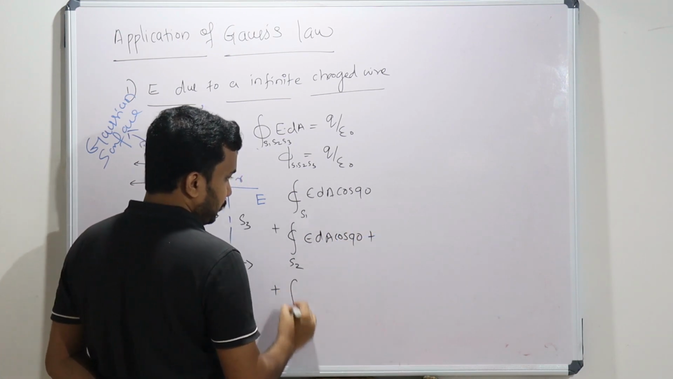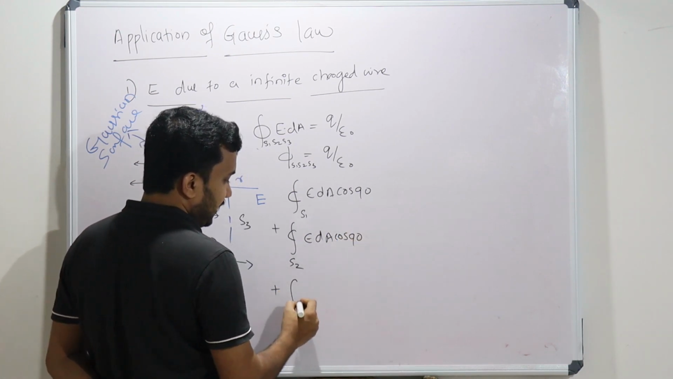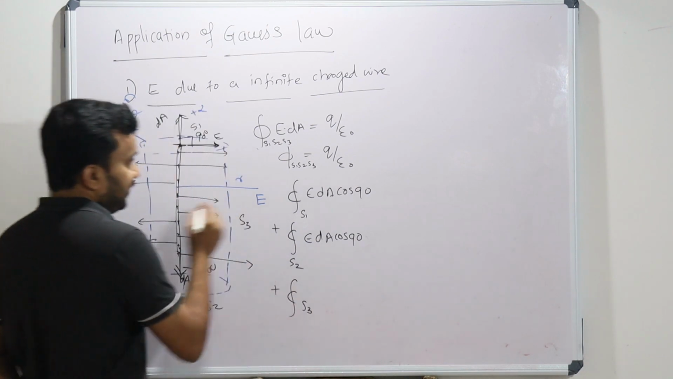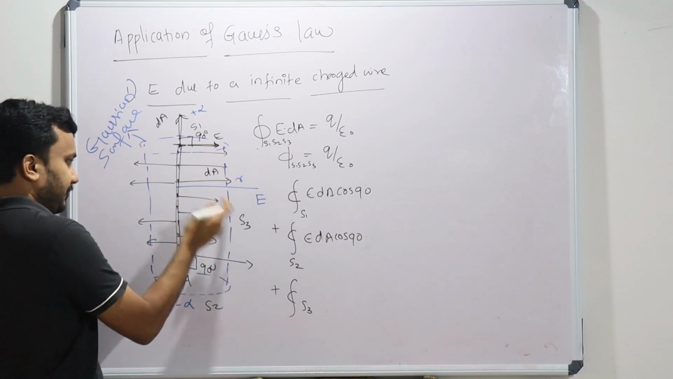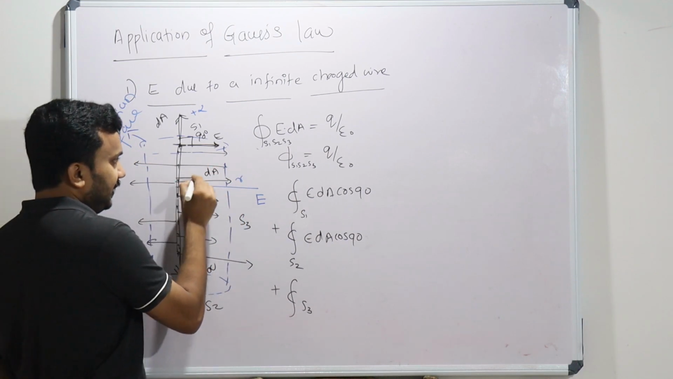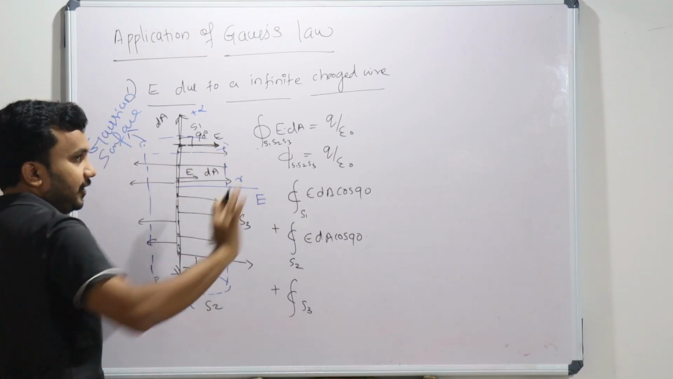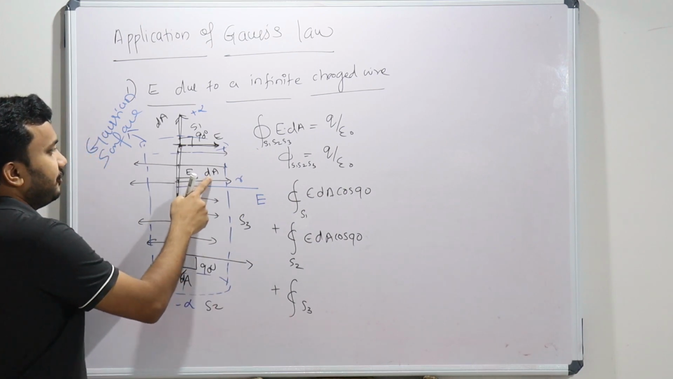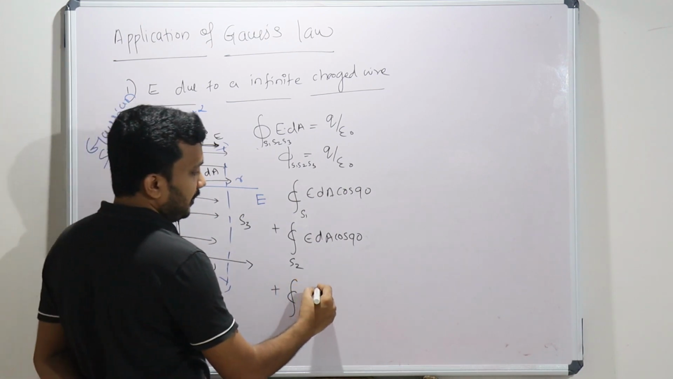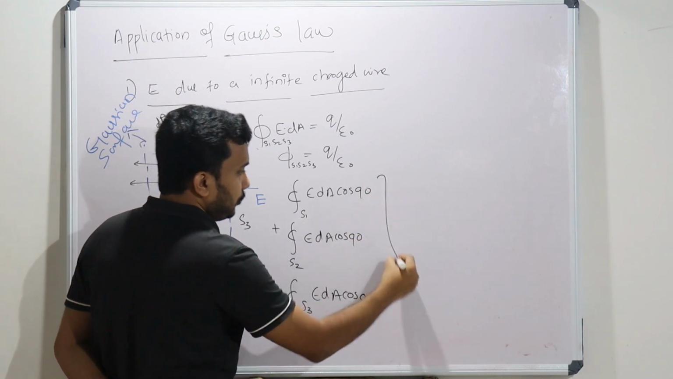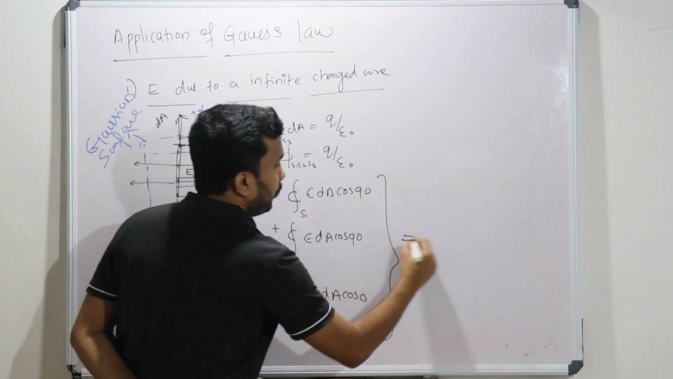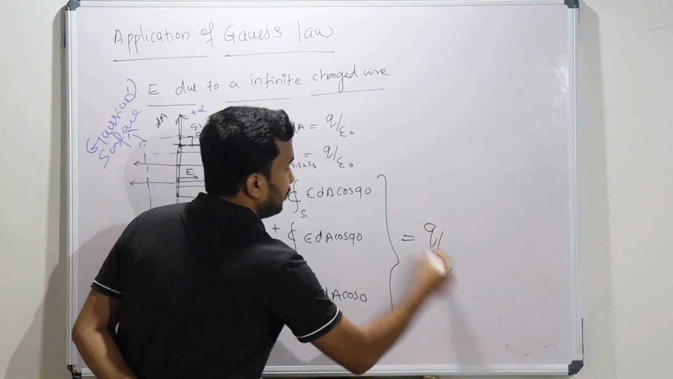Plus the third surface we have. What is the third surface? The open integral over S3. This surface's area vector is like this. So what is the angle between electric field and area vector? The electric field is like this, going outward, away. So the angle between electric field and area vector is 0 degrees. So EDA into cos 0. All of this together, if I am adding, is equated to Q by epsilon 0.